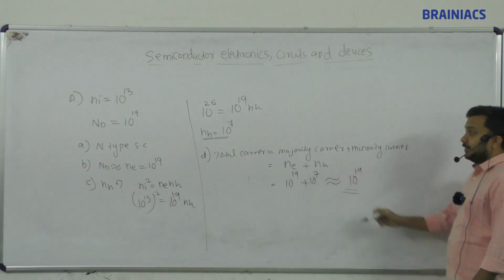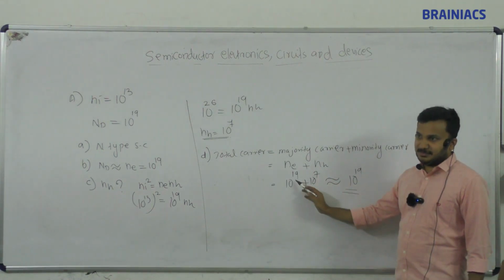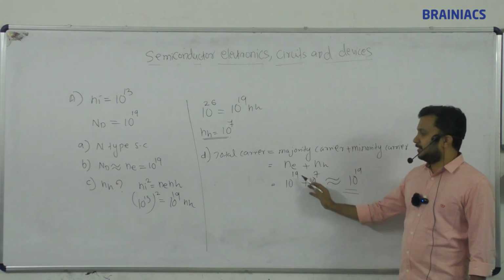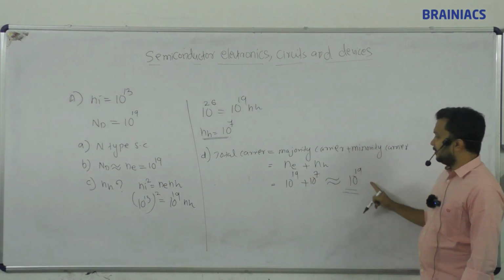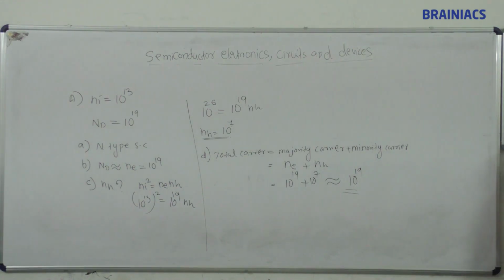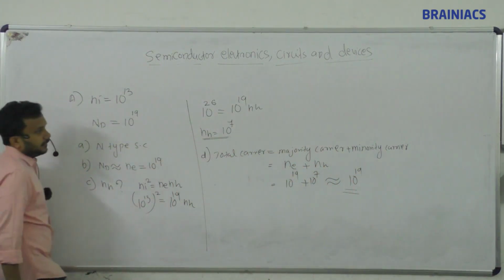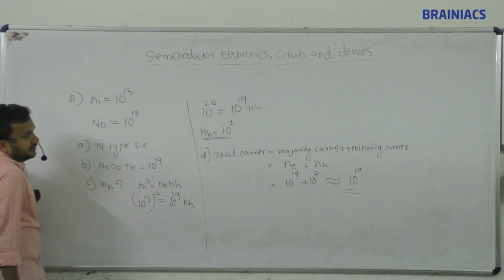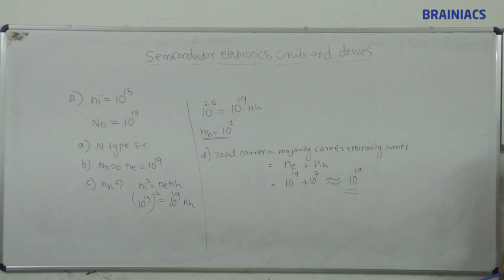I'm saying this is a very high value and this is a very low value. 10 power 19 has 19 zeros, while 10 power 7 has only 7 zeros, so this is the higher value. So approximately 10 power 19. So total carriers, majority carriers plus minority carriers, Ne plus NH, will be equal to approximately 10 power 19. Understood? All four question answers. So let's go to the next one.